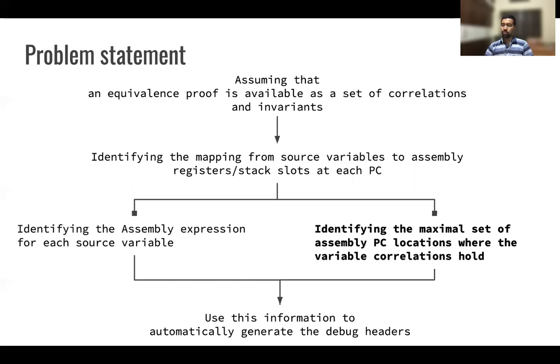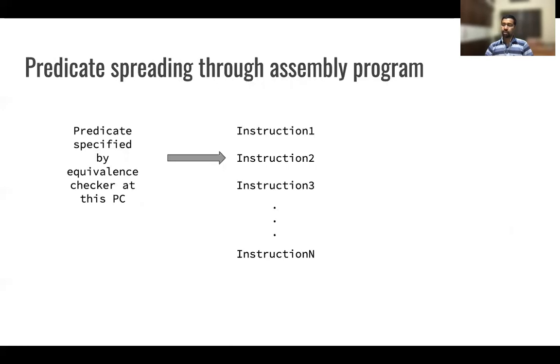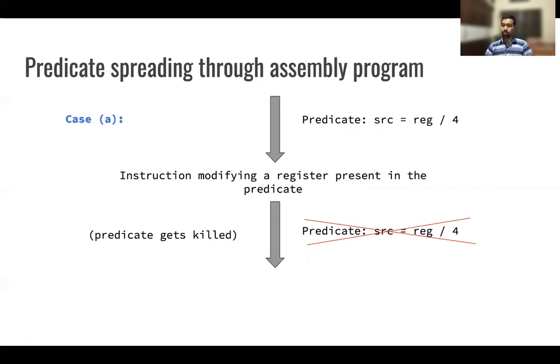Let's understand this problem at a high level with an example. Consider that there is an optimized assembly program with n instructions as shown here. Suppose the equivalence checker specified a predicate at the instruction 2. Now let's see how we try to propagate this predicate through the assembly program.